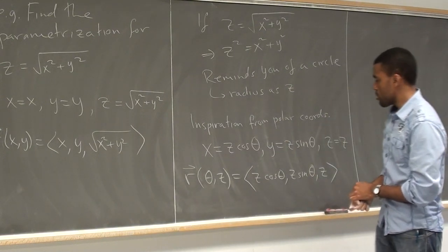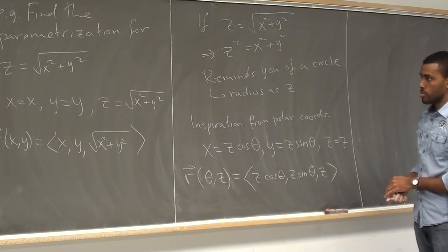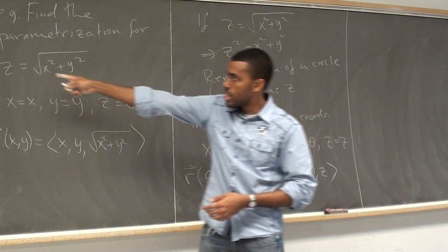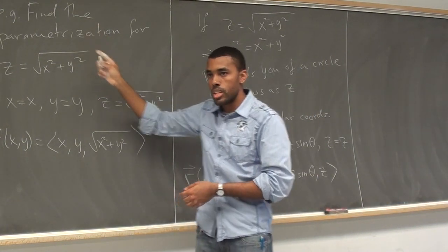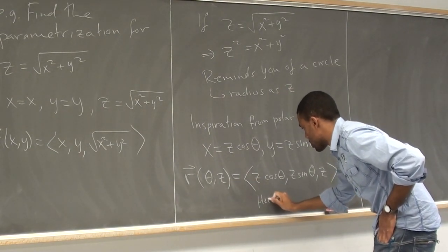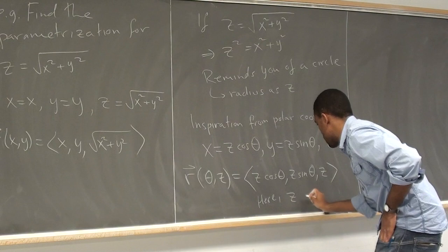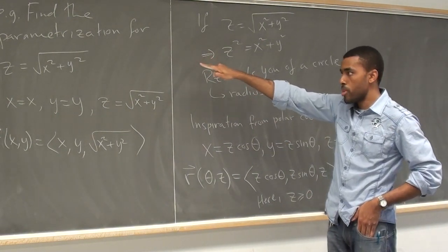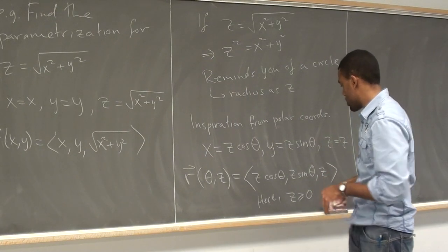But you have to remember one thing, right? Here you just know that if you're getting a radical, you can't take negative z. So here you restrict the z. Your z has to be greater than or equal to 0. That would make sure that you only get the top half. So you know that you parameterize this.